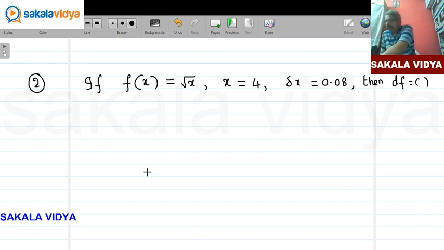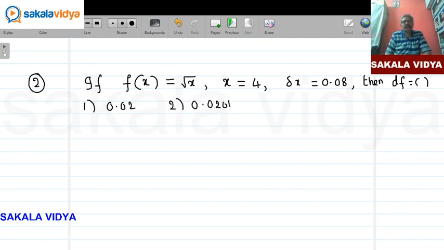So first option is 0.02, second option is 0.0201, third option is 0.2, fourth option is 0.021.